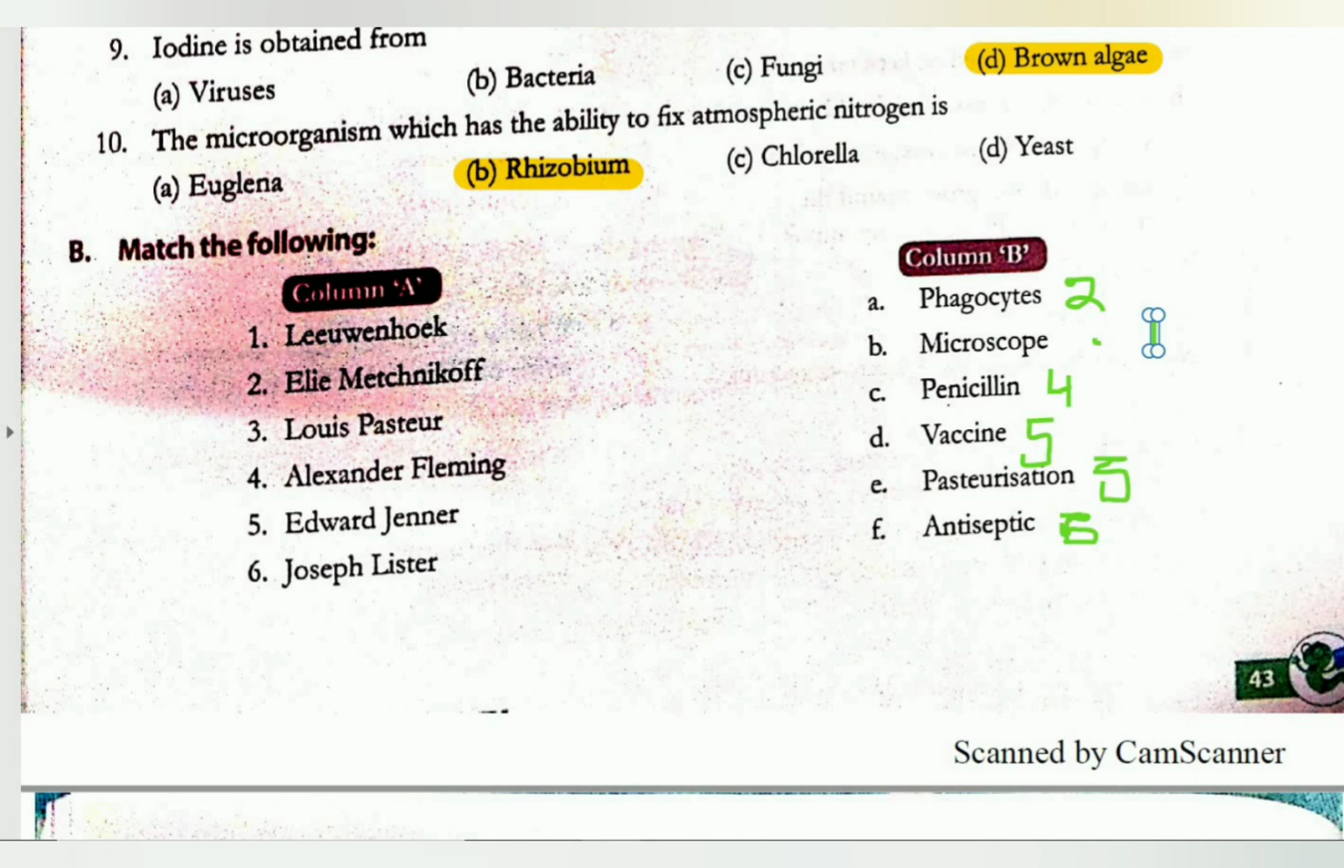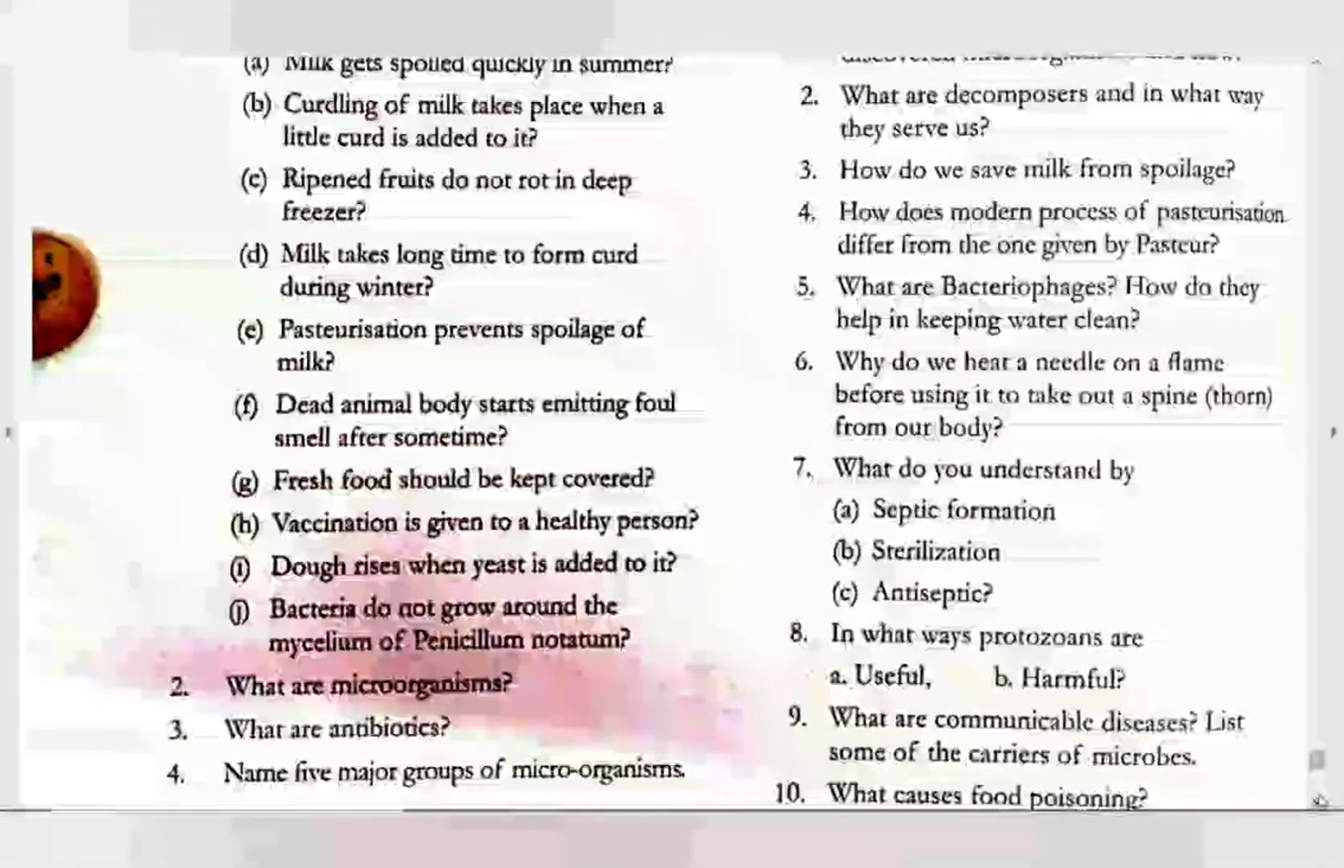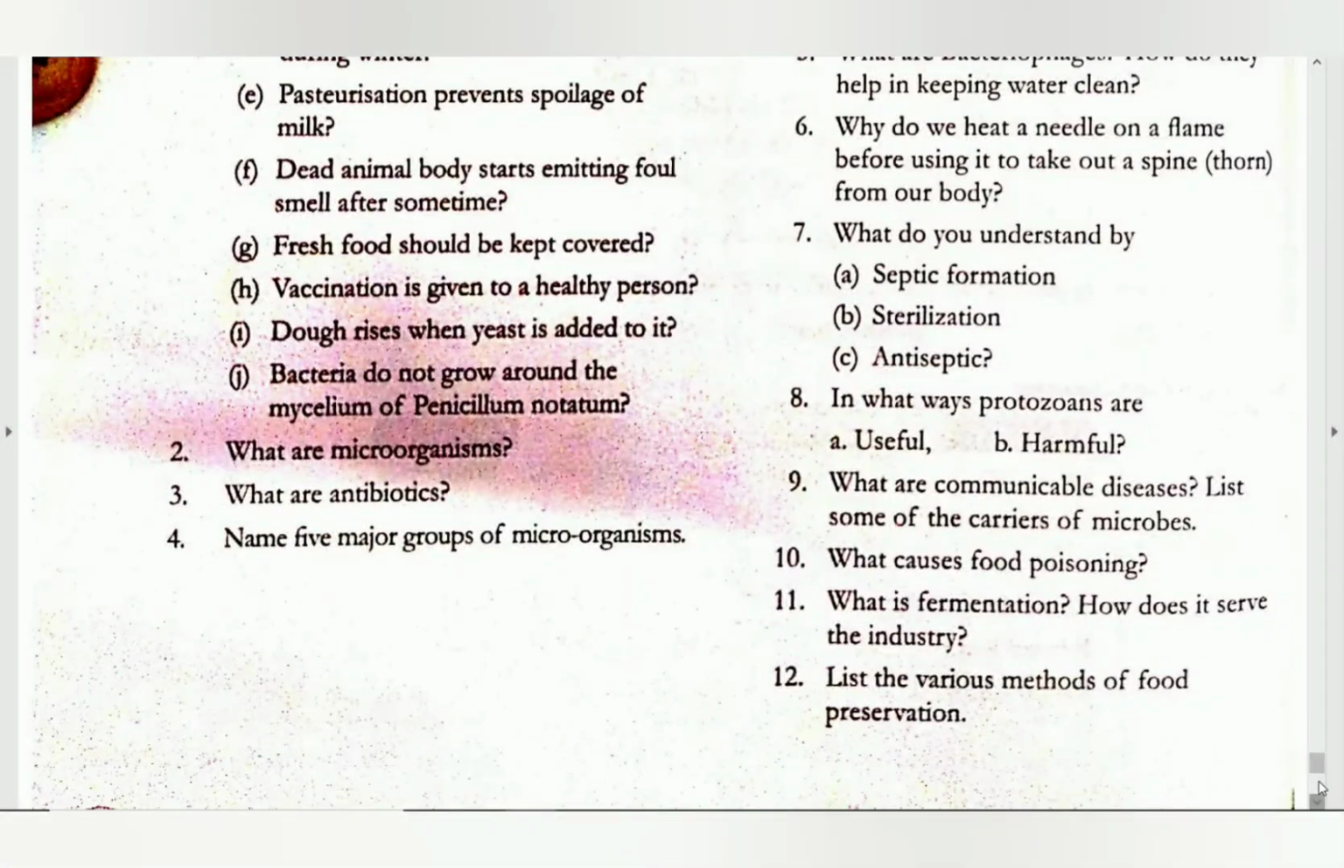Take a screenshot of this. And you have to do this question. List the various methods of food preservation. Alright.